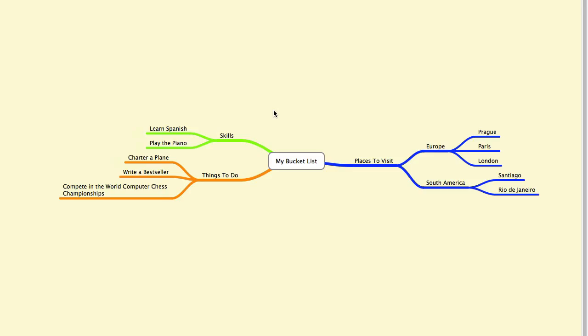So I hope you found this interesting, and I hope that it's an interesting technique that you can apply to your mind maps to make them clearer and easier to understand.